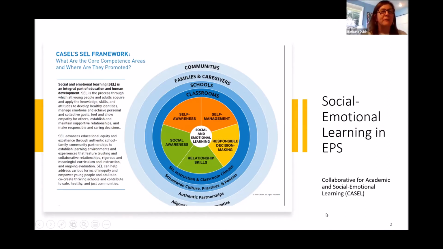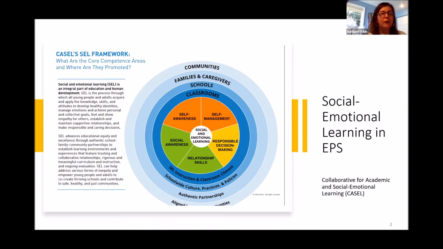Social emotional learning, which is SEL for short, is an integral part of education and human development. SEL is the process through which all young people and adults acquire and apply the knowledge, skills, and attitudes to develop healthy identities and manage emotions, also working towards achieving personal and collective goals. People feel and show empathy for each other and establish and maintain supportive relationships and make responsible and caring decisions as a result of learning about SEL.